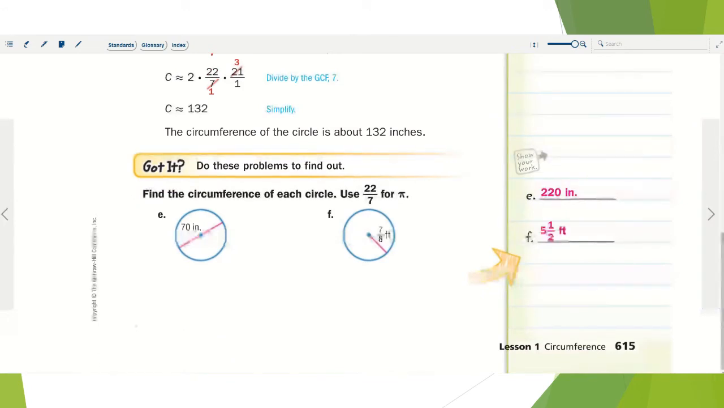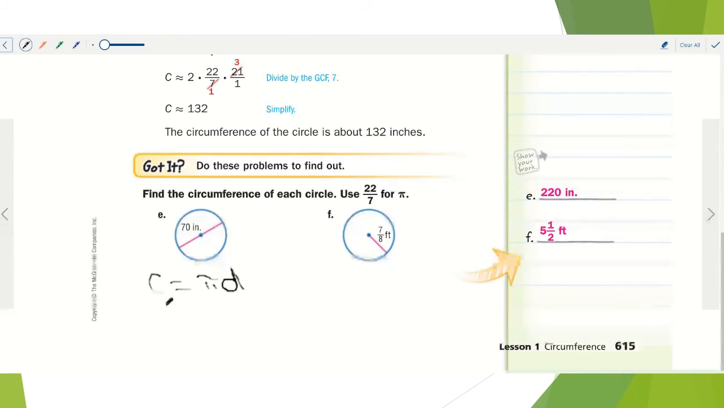Got it problems E and F, you're finding the circumference of each of these circles. They are asking us to use 22 over 7 for pi. So as I think about this, on the first one, letter E, I have 70 inches. You're going to notice that that's your diameter. So because that's my diameter, I'm going to use C equals pi times diameter. So I'm thinking C is going to equal my pi times diameter.